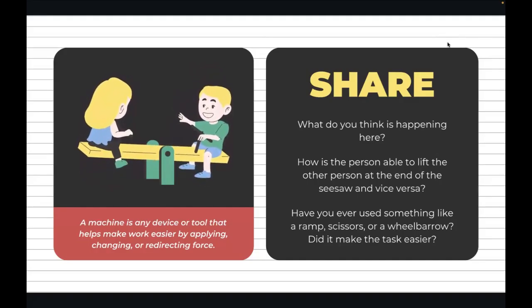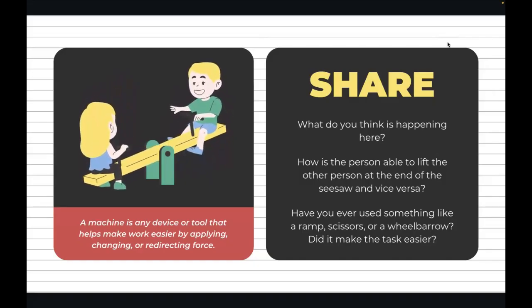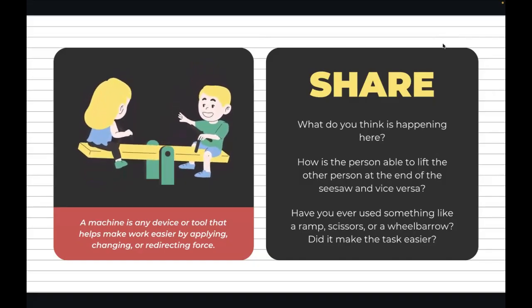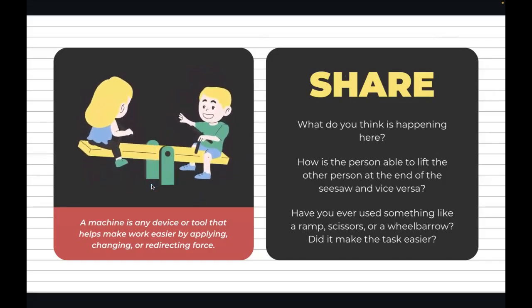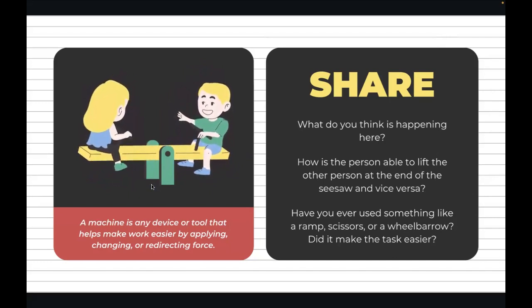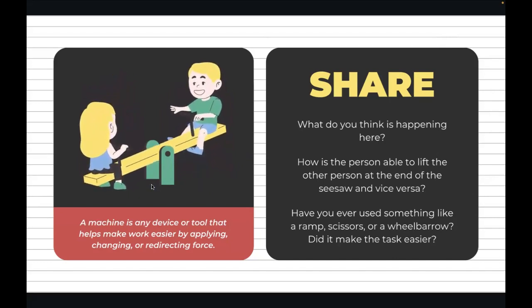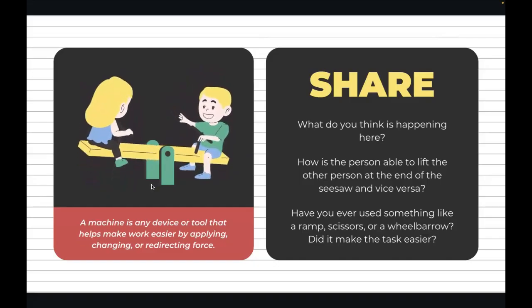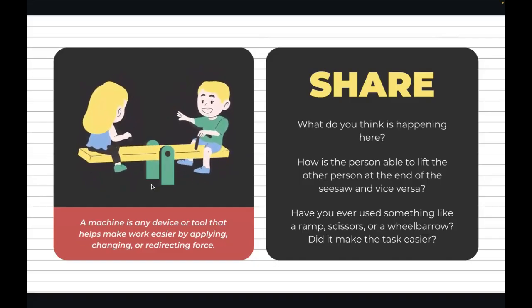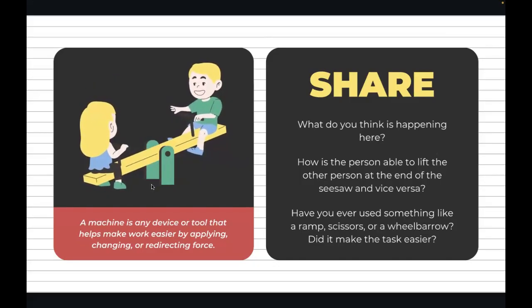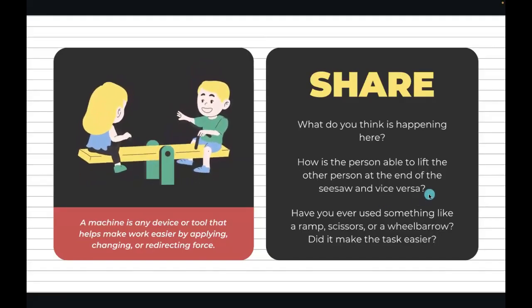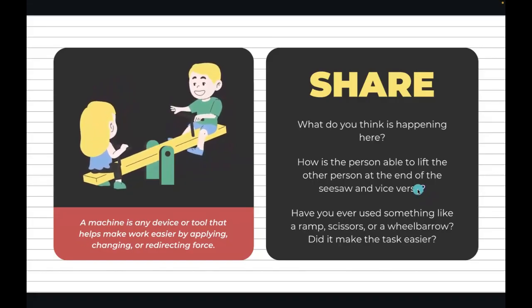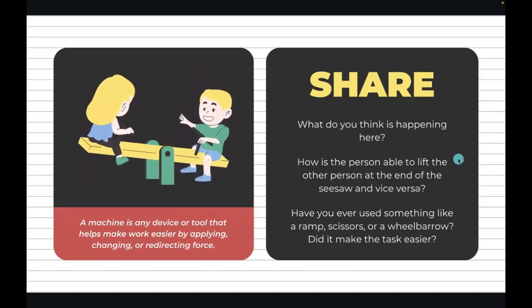Yeah, no worries. We can definitely see energy being used in this. They are pushing off each other or off the ground to get the other person back to the ground. Have you used something like a ramp, scissors, or a wheelbarrow? Did it make your task easier? Yeah, it has. So that's what simple machines do. They're there for your convenience, if that makes sense.